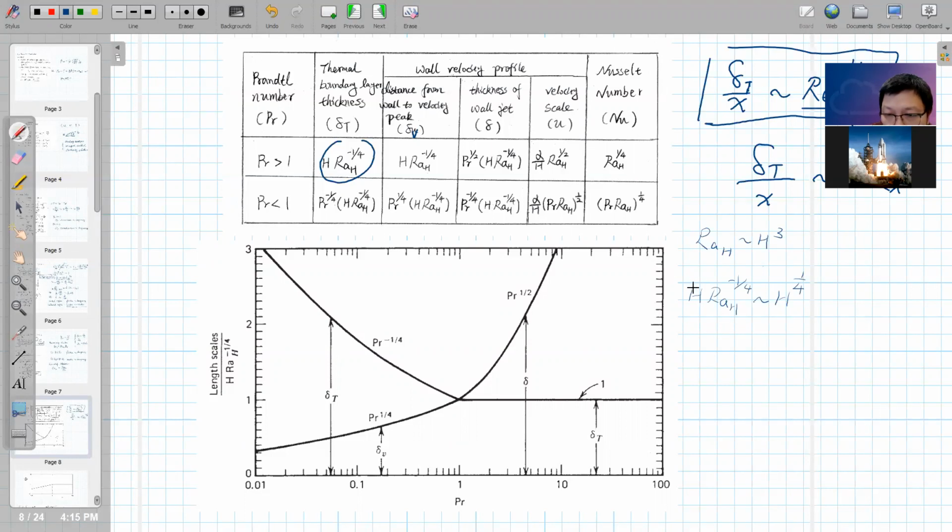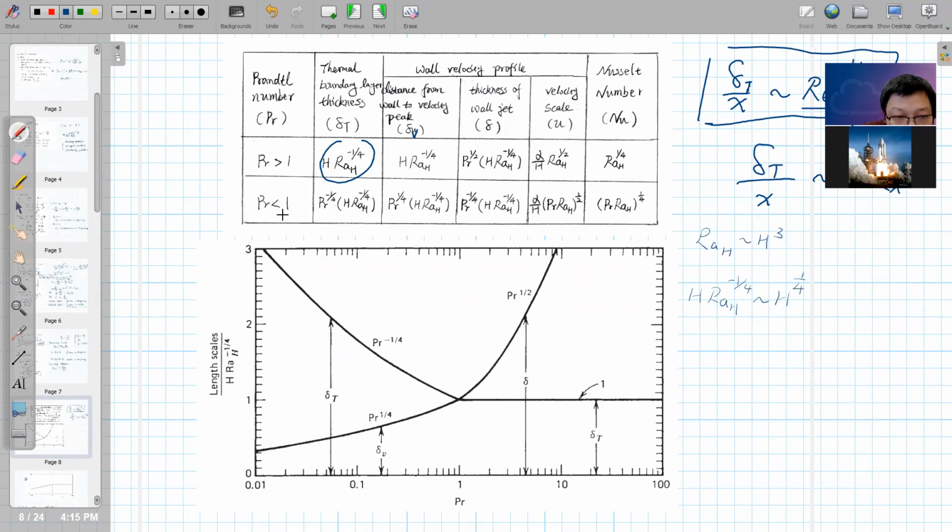Okay, so what does this mean? This means that in these cases, the thermal boundary layer thickness along the plate is proportional to, if I use the x coordinate for the direction along the plate, x to the power of 1/4.